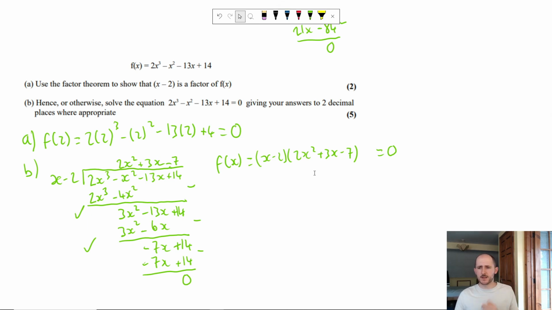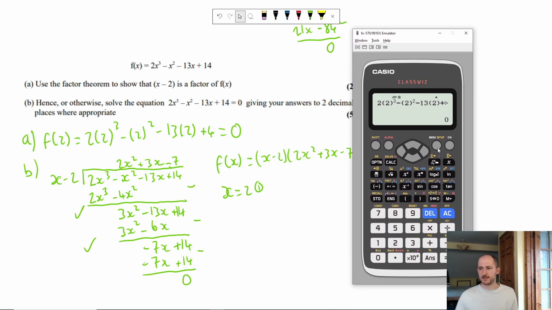Okay? So, for this to equal 0, either x minus 2 equals 0, so that means x equals 2, that's one answer, or this whole thing here equals 0. Those are the two options, because if they're in brackets, one of them has to be 0, because then they multiply each other to make 0. So either x minus 2 is equal to 0, so x would have to equal plus 2, or this whole thing equals 0. So I'm going to solve that on my calculator.